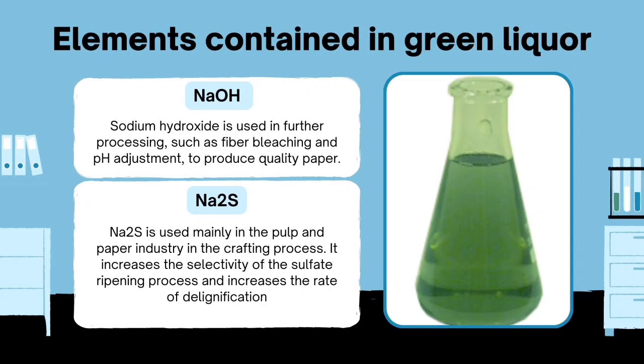Na2S is a chemical compound consisting of 2 sodium atoms and 1 sulfur atom. This compound is usually solid, has a brownish yellow color, and has a distinctive odor. Na2S is a compound that is soluble in water and has strong basic properties. Na2S is used mainly in the pulp and paper industry in the kraft process. This increases the selectivity of the sulfate cooking process and increases the delignification rate.